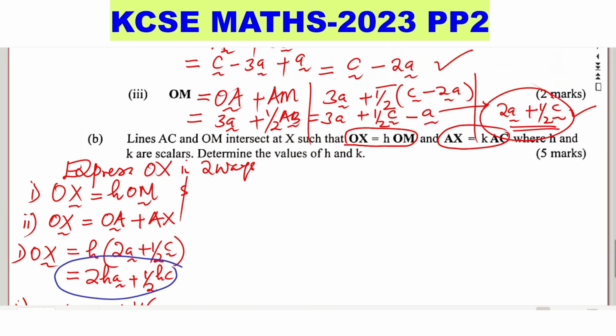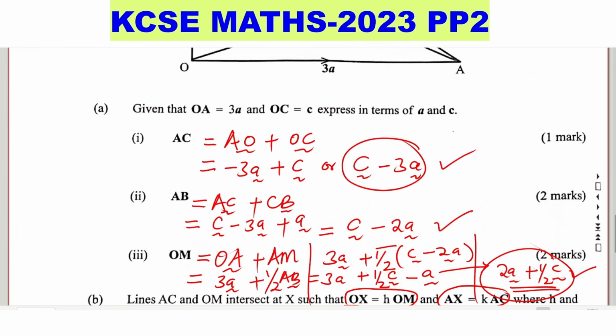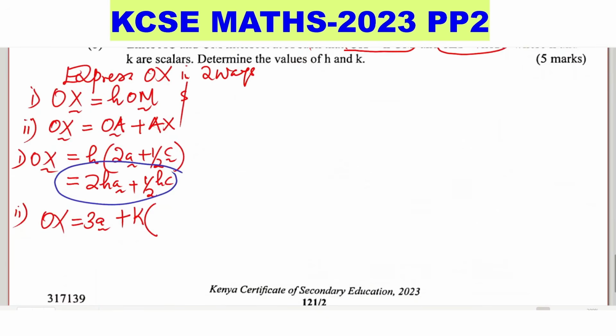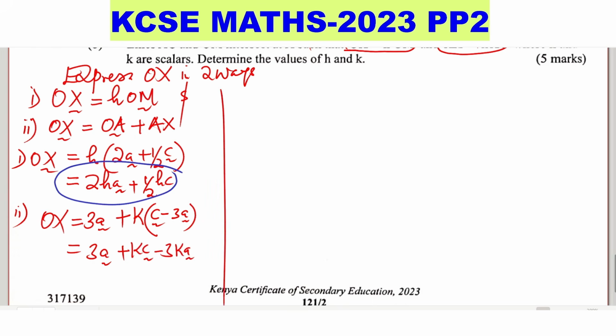Now we have AC in part A 1, which is here: C minus 3A. In the brackets, you get 3A plus Kc minus 3Ka. Like that. Now you have two expressions of OX. The two expressions are showing the same thing. So, if they are both expressing OX, you can equate them.